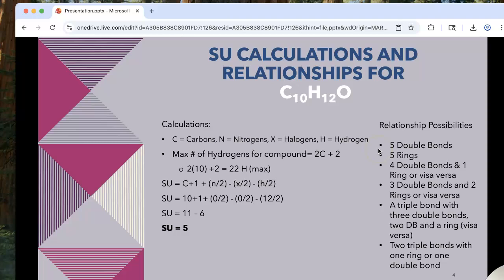So knowing that, I said that there could be 5 double bonds or 5 rings, as well there could be 4 double bonds and a ring, or vice versa, 4 rings and a double bond. Then the combination of those following. So 3 double bonds and 2 rings, or 2 double bonds and 3 rings. A triple bond with 3 double bonds, or a triple bond with 2 double bonds and a ring, or vice versa, or 2 triple bonds with 1 ring or 1 double bond. So there are quite a few options here that we had.